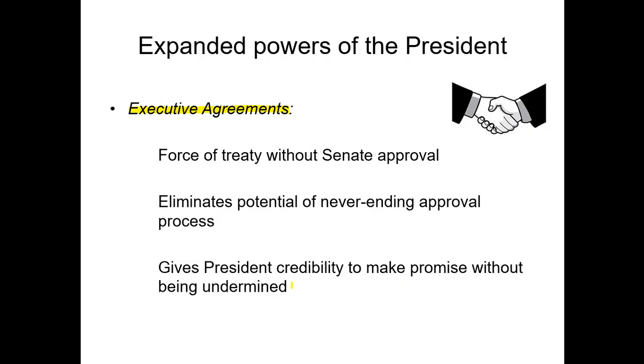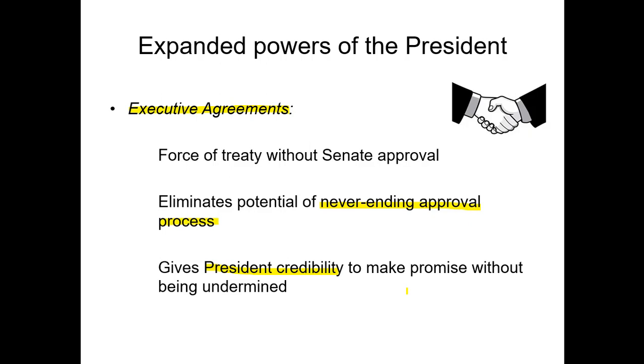So the executive agreement allows the president to make an international compact with a country or a handful of countries. And this agreement has the same force of treaty without having to have Senate approval. So it's giving the president flexibility to make agreements with a few states. Of course, it also eliminates that potential of a never-ending approval process to where the Senate may never be able to get around to approving something. So it gives the president also a little bit more credibility to make these agreements with other countries without being undermined by the Senate.